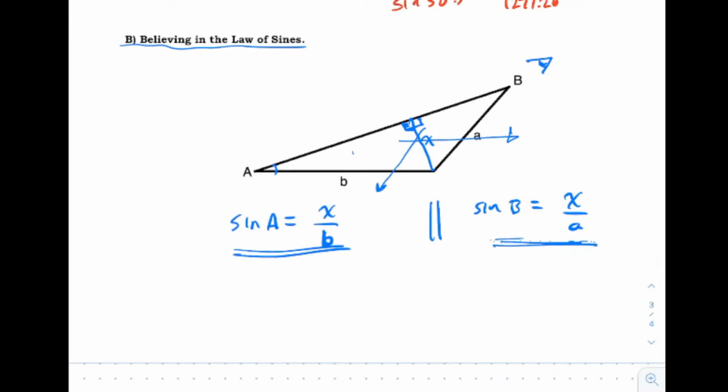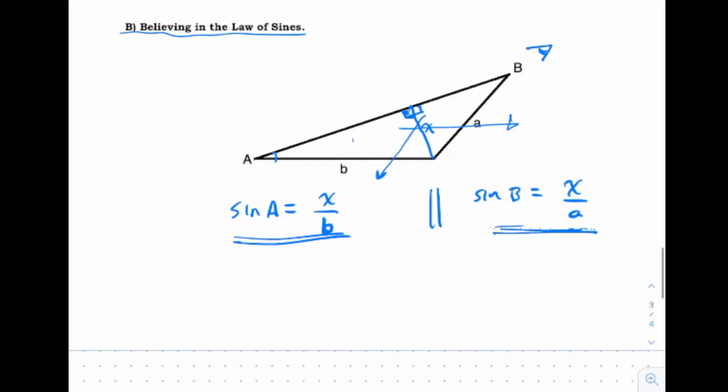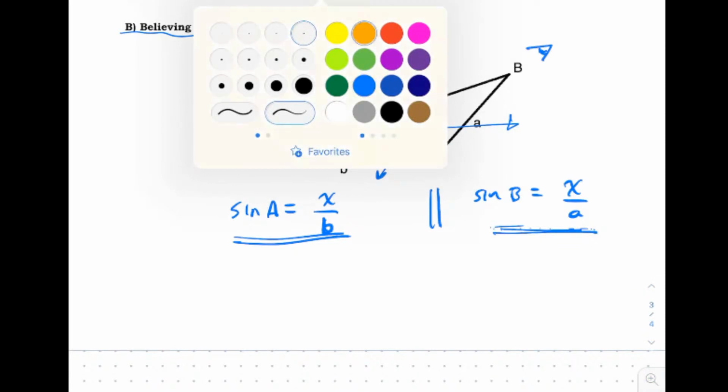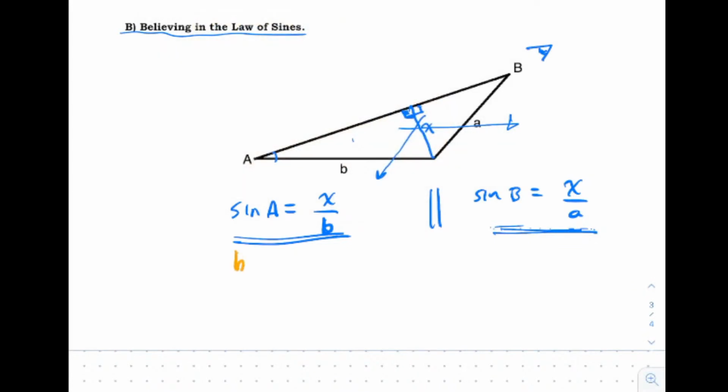Now what you do is you try to play with these formulas. I'm going to multiply both sides by B and say, oh, that equals x. Over here, I'm going to multiply both sides by A and say, oh, that equals x. Well, if they both equal x, then these things must be the same. B times the sine of A must be the same as A times the sine of B.